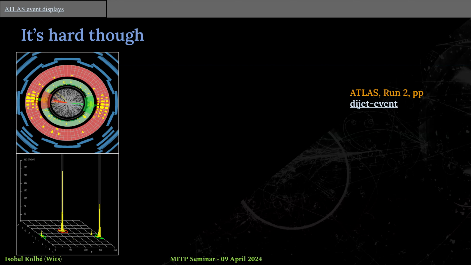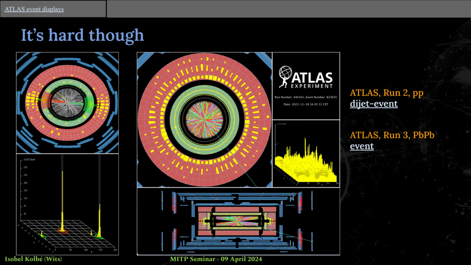This is the same detector, and this is a lead-lead collision now. So now every line in this central region is colored.